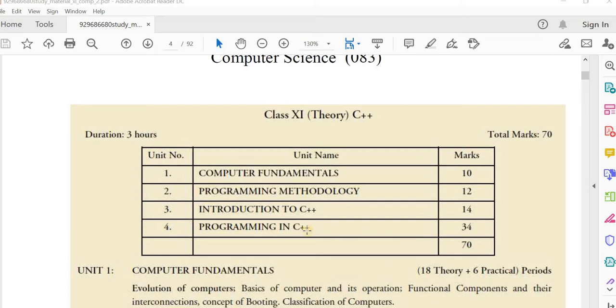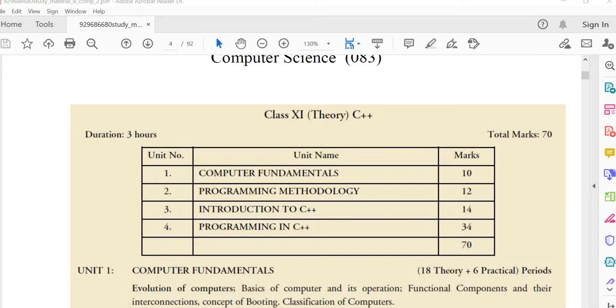Okay, so mainly I will take these two parts, introduction to C++ and programming in C++. Our other sir, Kirot Sharma sir, will take the classes on computer fundamentals, and Shubhamoy Dey sir will take the unit on programming methodology.